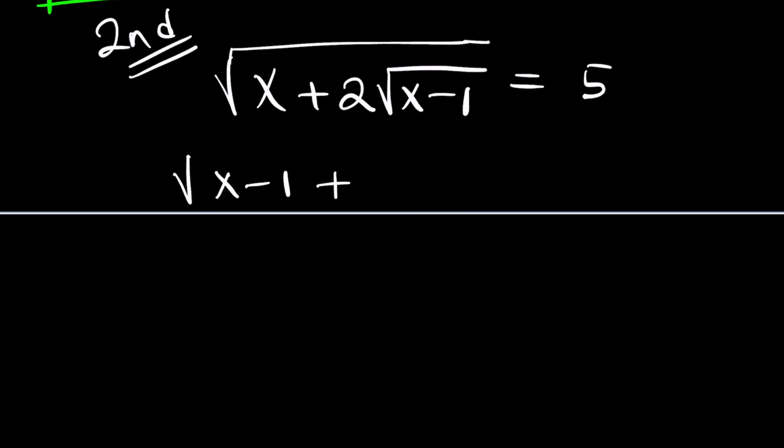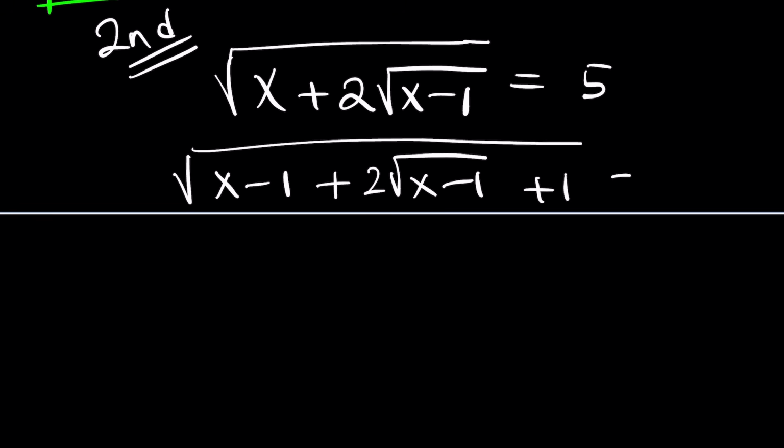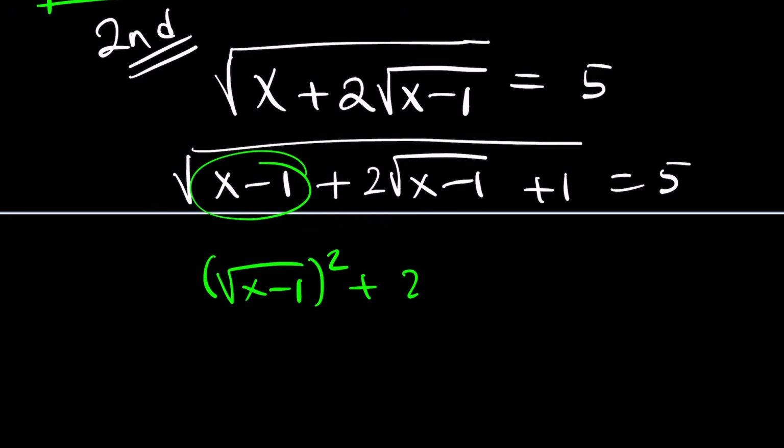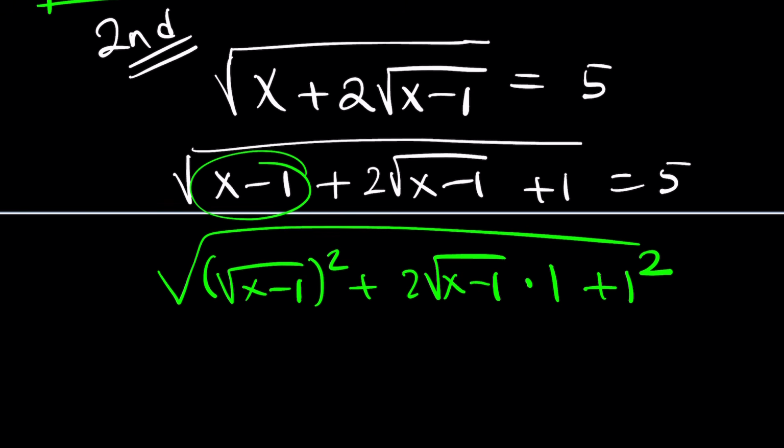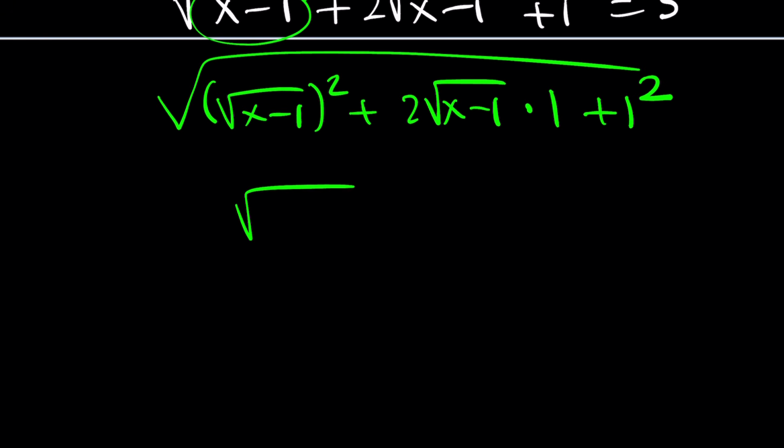X minus 1, so we're going to subtract 1 and add 1. As you know, if you subtract 1 and add 1, it's 0, nothing is going to change. Actually, a lot of things are going to change, because if you think about it, this is the square root of x minus 1 squared. This is 2 times the square root of x minus 1 times 1, and this is 1 squared. What does that look like to you? Doesn't that look like a perfect square? Absolutely. This is the square root of x minus 1 plus 1 quantity squared.